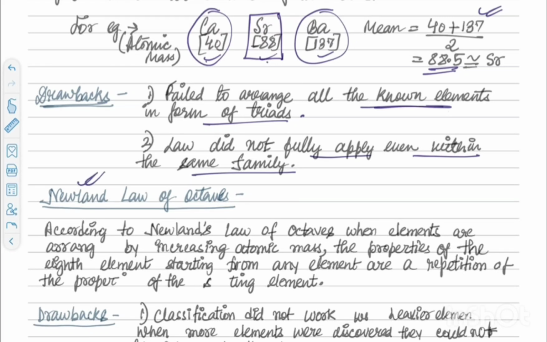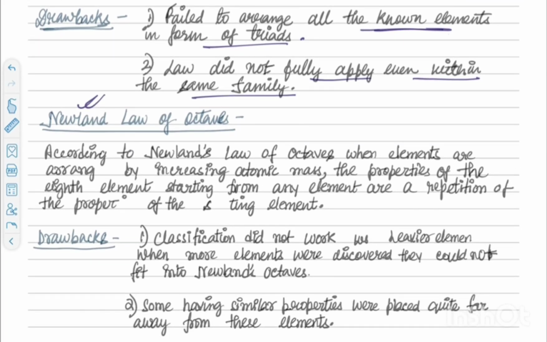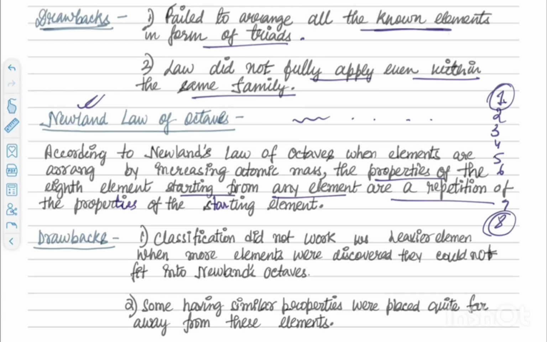Next came Newlands' law of octaves. Octave basically means 8. In music, if you have 8 musical notes, it is known as an octave. This was discovered by Newlands. According to him, if you arrange elements by atomic mass, the properties of the 8th element, starting from any element, are a repetition of the properties of the starting element. If I arrange 1, 2, 3, 4, 5, 6, 7, 8, then the 8th element and the first element are going to have similar properties.